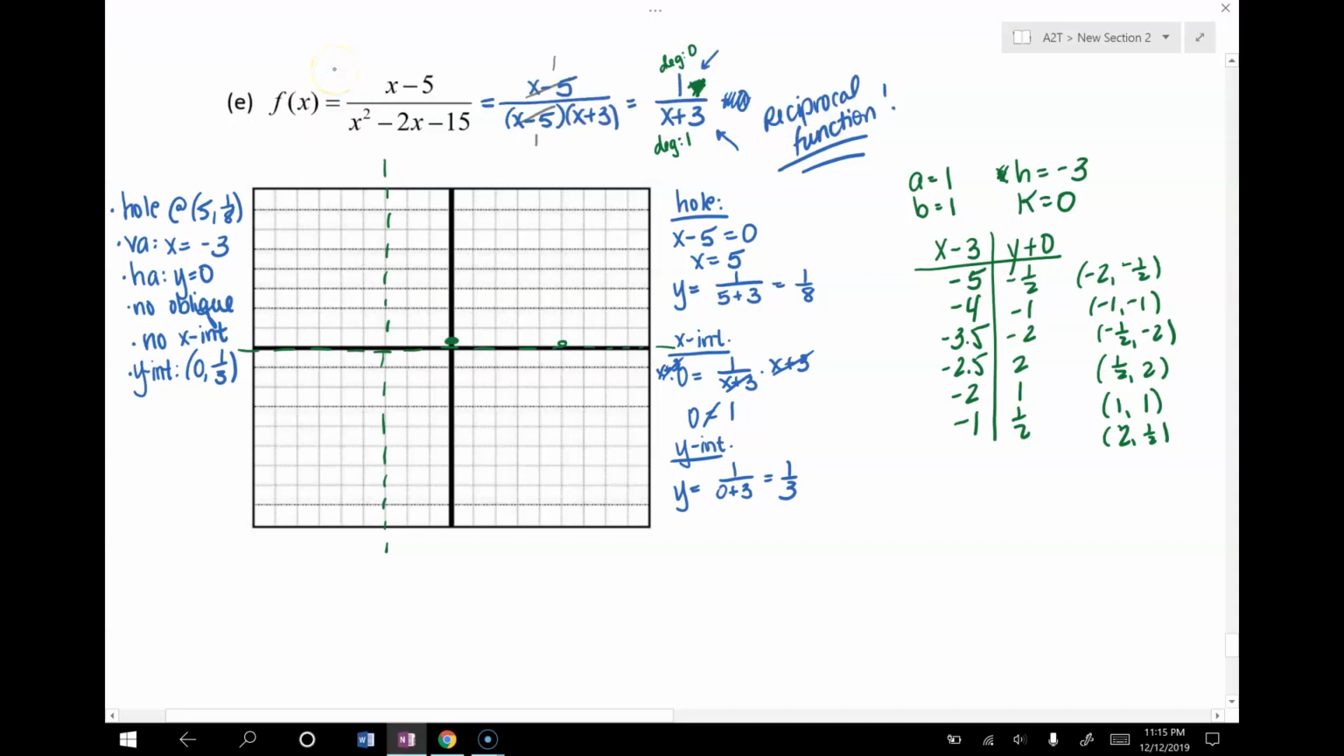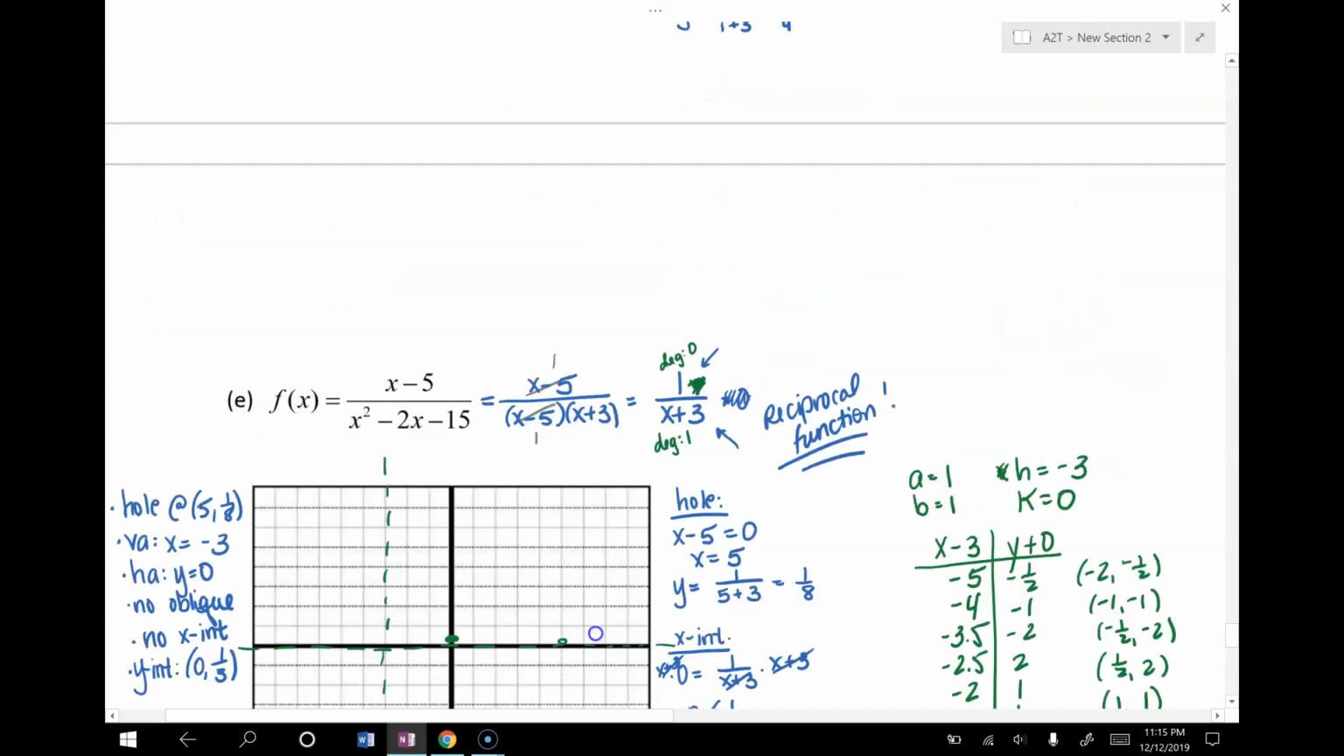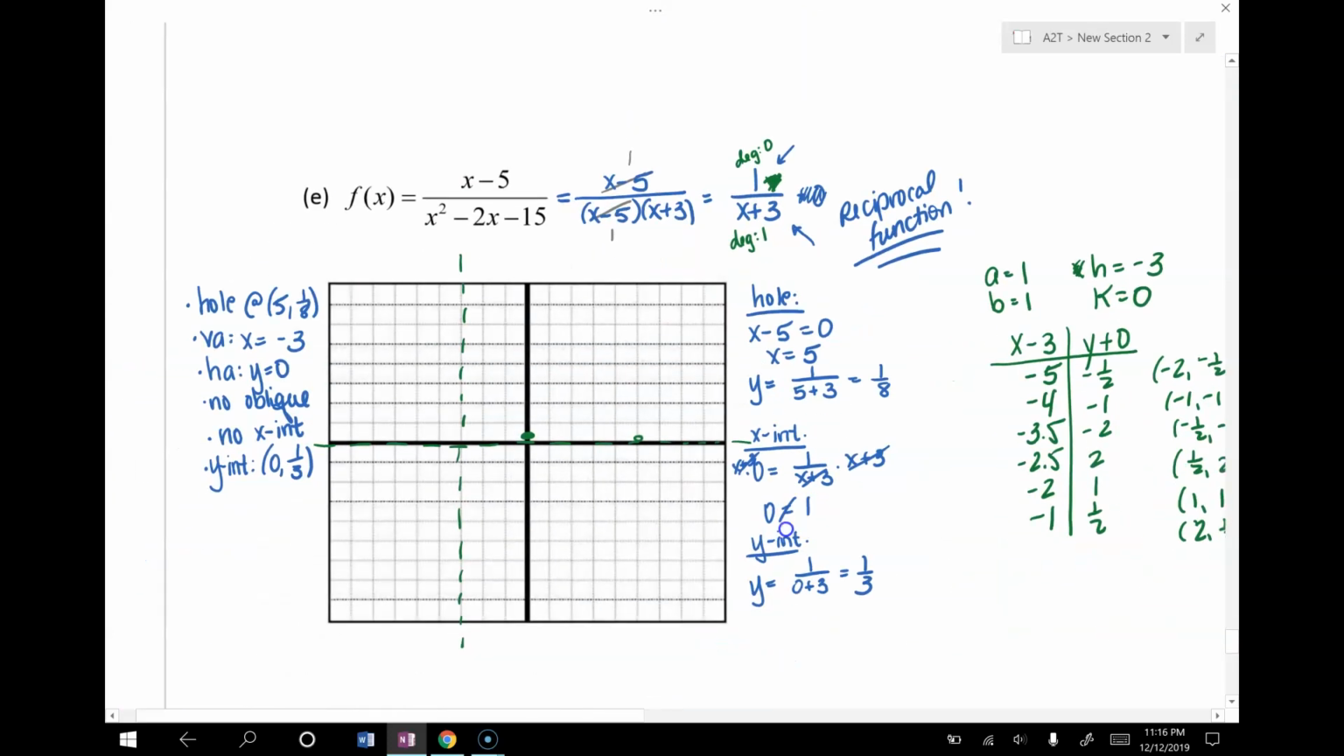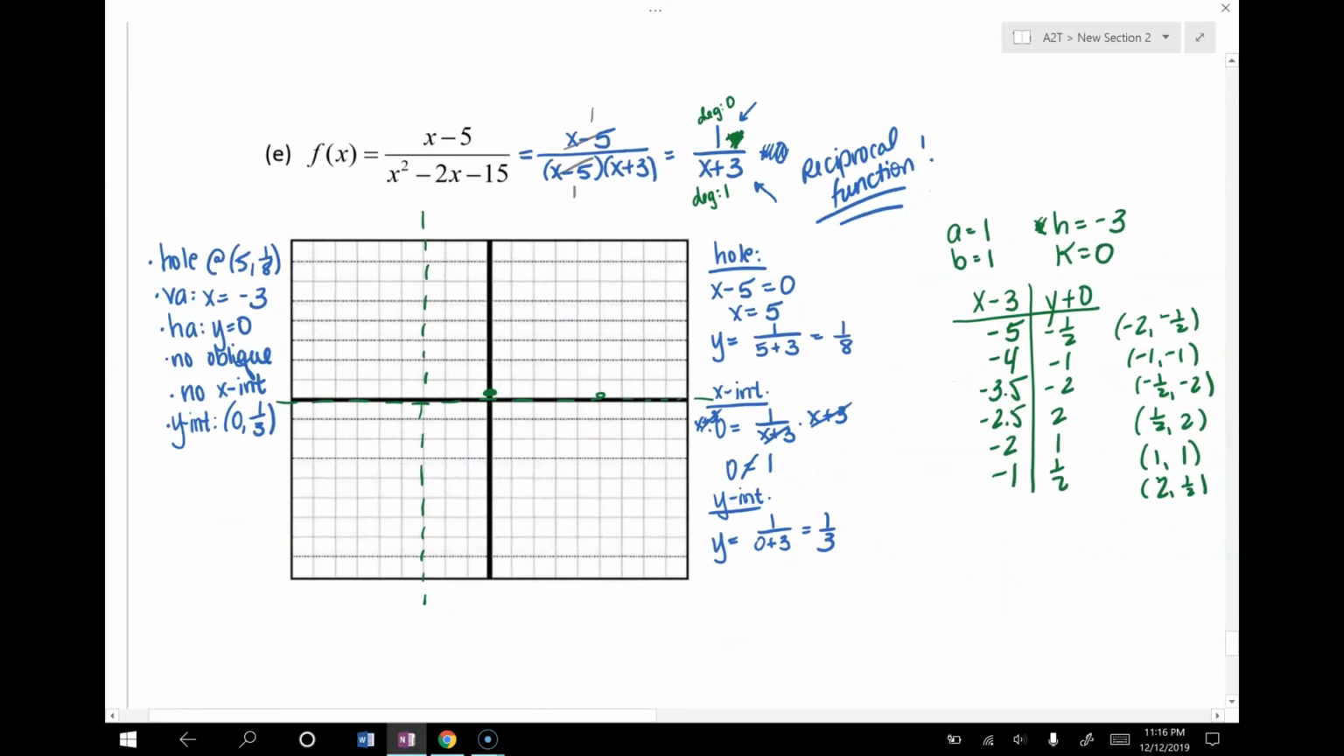Okay, the reason I'm able to use the transformation chart rather than the sign chart with the various characteristics is because this is a reciprocal function. How do we know? There's a constant in the numerator, a binomial in the denominator with a degree of 1. Okay, that's a dead giveaway. You're dealing with the reciprocal function. Okay, let's go ahead and graph it.